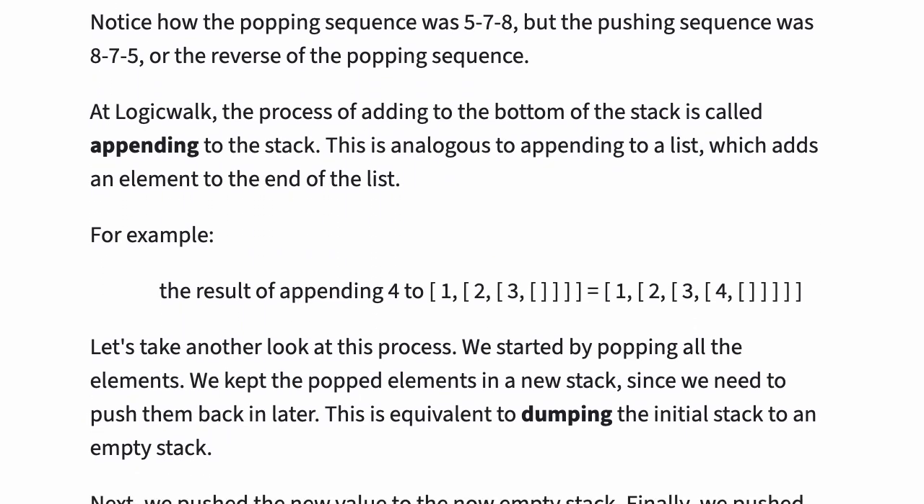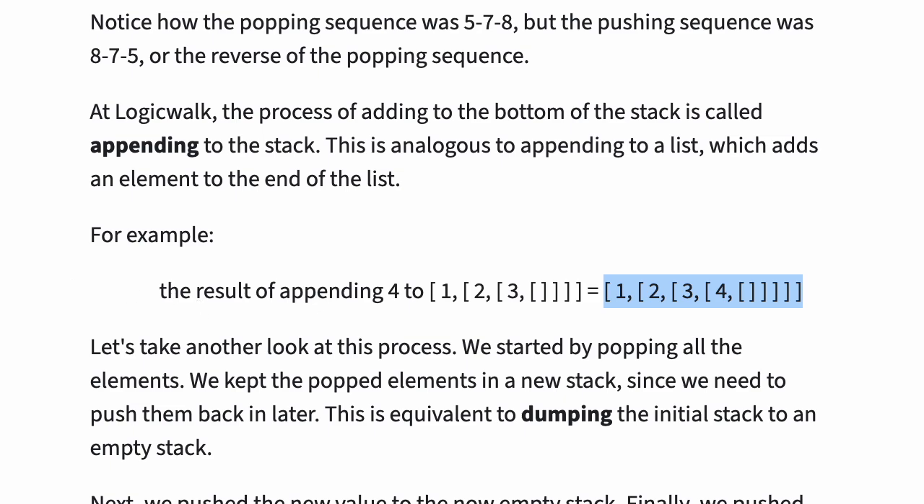Notice how the popping sequence was 578, but the pushing sequence was 875, or the reverse of the popping sequence. At Logic Walk, the process of adding to the bottom of the stack is called appending to the stack. This is analogous to appending to a list, which adds an element to the end of the list. For example, the result of appending 4 to the stack 1, 2, 3 is equal to the stack 1, 2, 3, 4.